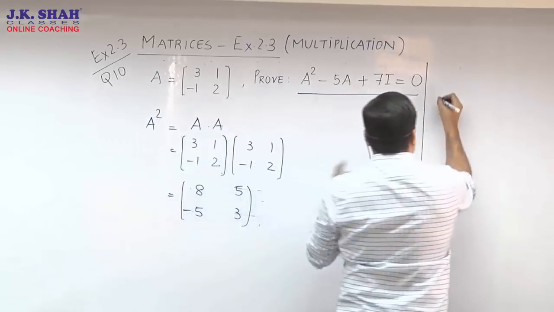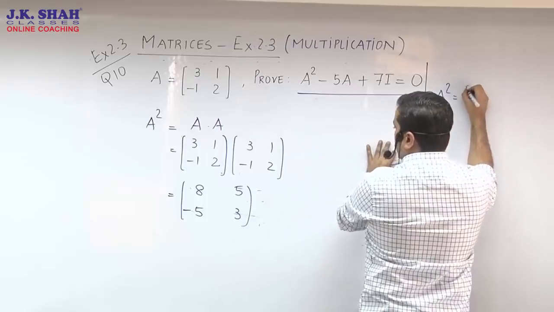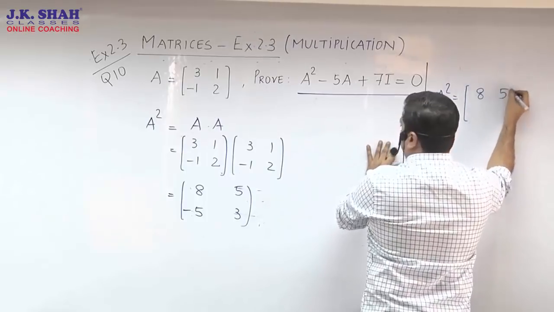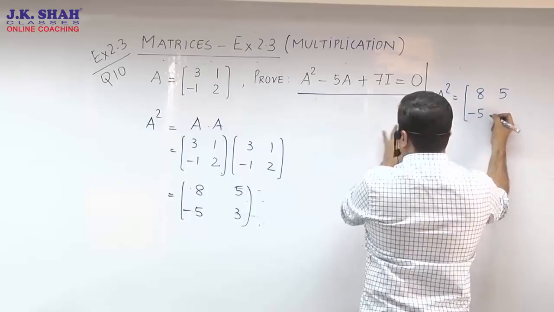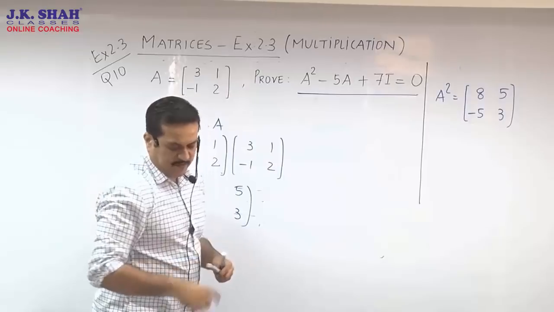So I'll copy my A square answer. I just copy my answer A square over here because I need to finish off the last part of the sum over here. So I copy 8, 5. Now you must be used to it, in between, whatever the sums' answers are, I'll be copying on this side, for my sake.